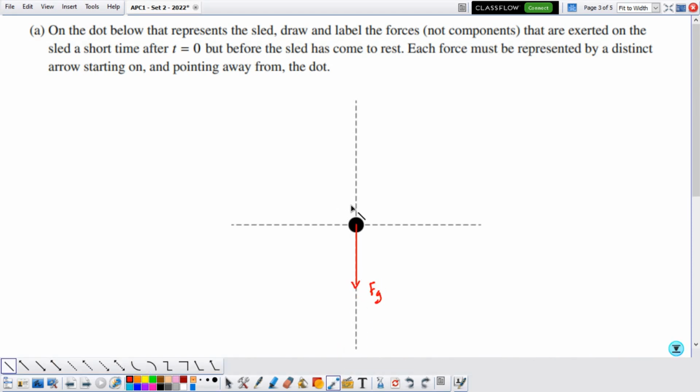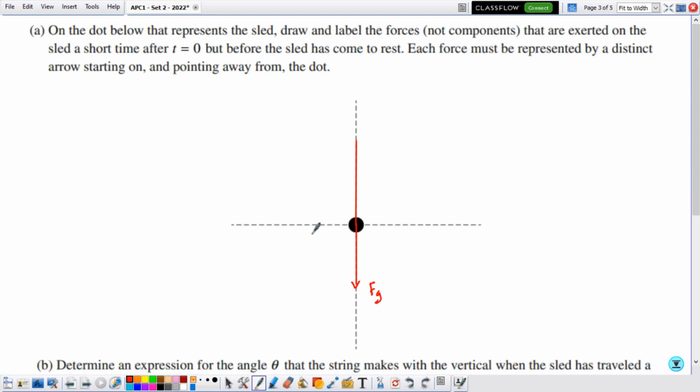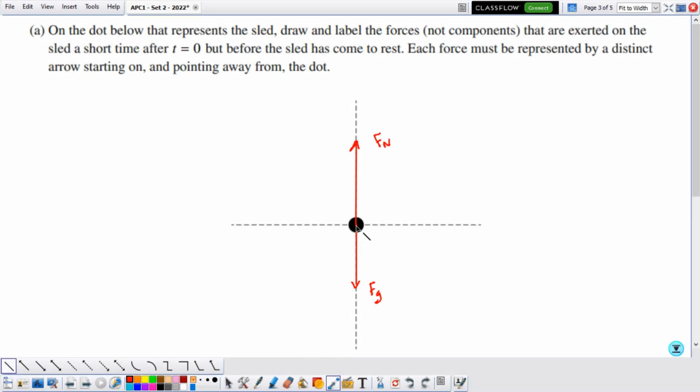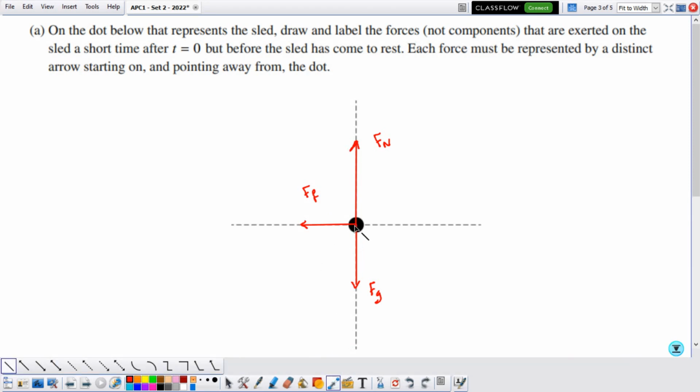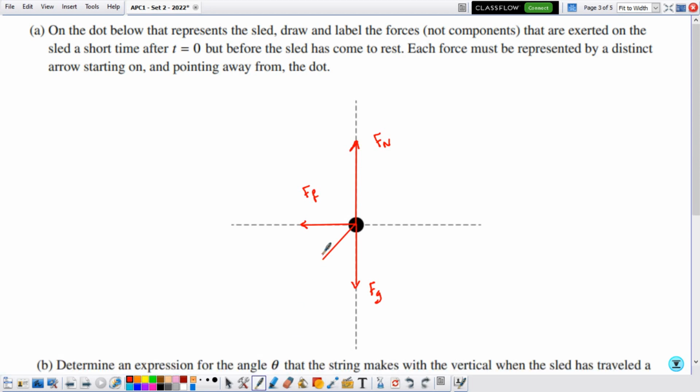We have the normal push to be up. Now I will represent the normal push to be greater than the pull of gravity because there is a pressing force, which is the tension force, helping the pull of gravity. Now the friction is to the left, opposite to the direction of motion. And in this case we're talking about kinetic friction. And here we have the tension along the string, which is connected to the sled, that makes an angle theta with the vertical.